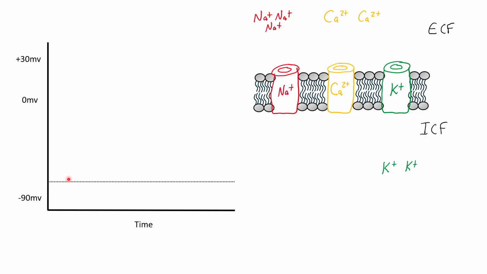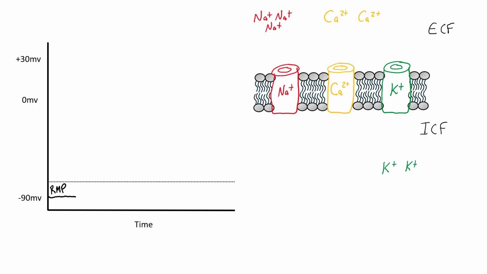On the left side, we're showing a graph of the membrane potential, and on the right side, we're showing the membrane with the particular voltage-gated channels. We have the sodium voltage-gated channel, the calcium voltage-gated channel, and then the potassium voltage-gated channel. So let's begin. Now this cell is going to be chilling at a resting membrane potential of -90.